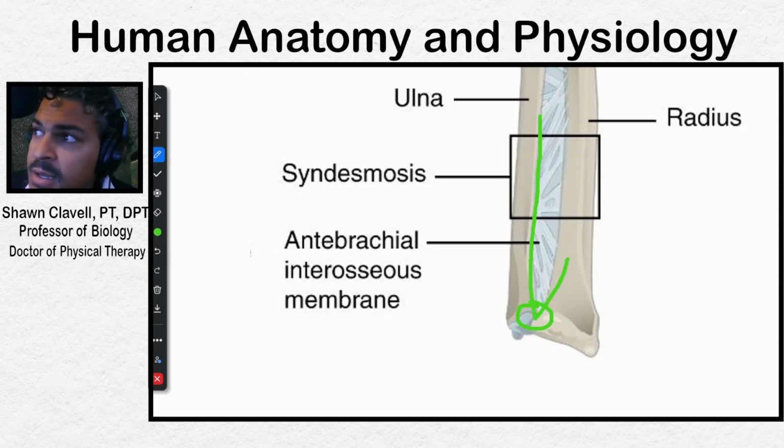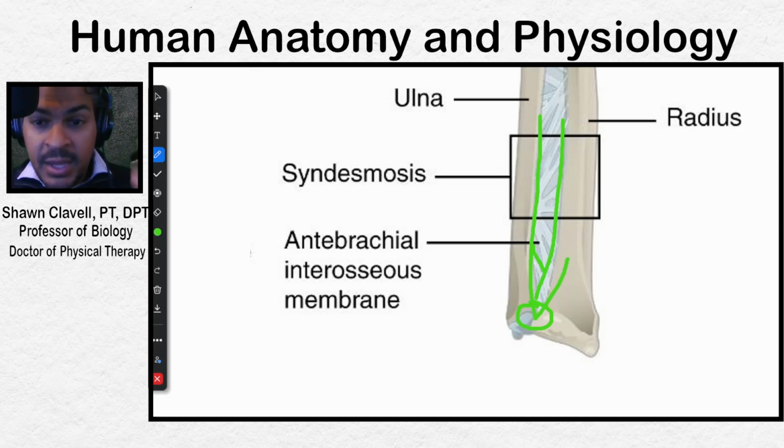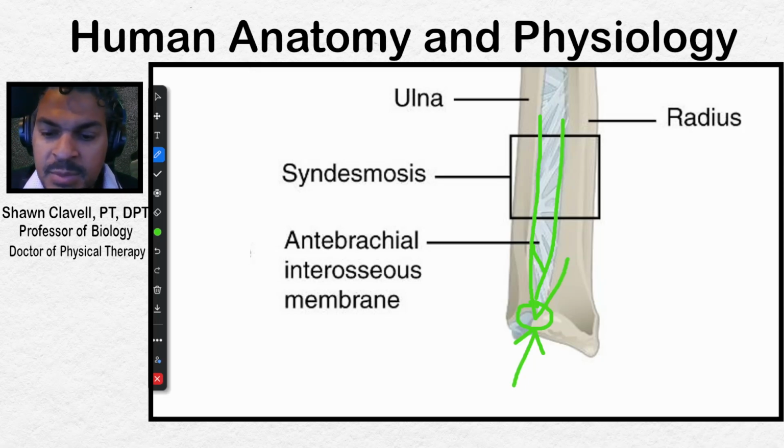And we'll finish that there. That band of connective tissue holds the two diaphyses together, the two lengths of the bone, but also holds the epiphyses together as well. So there can be two types of syndesmosis.